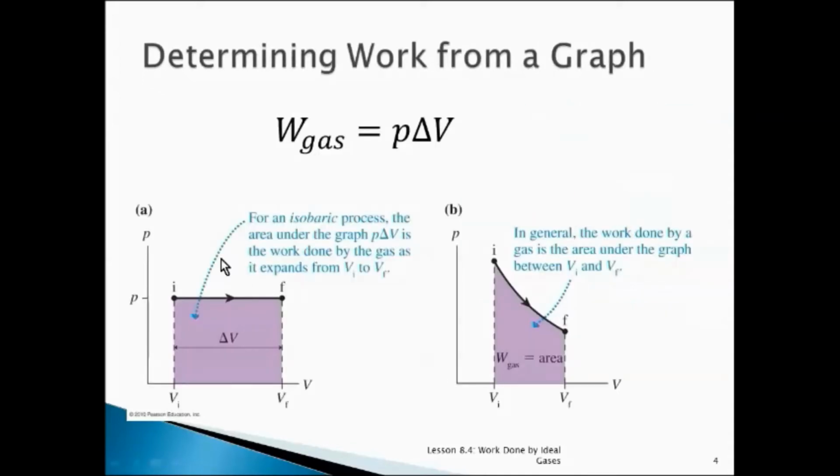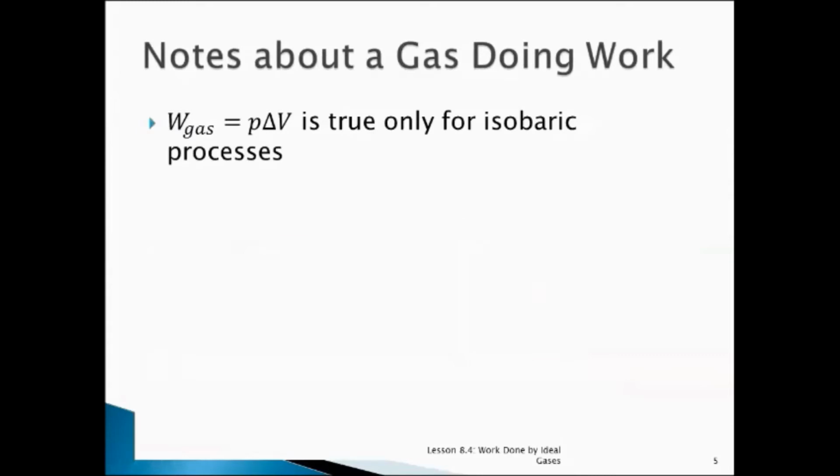You can look at it on a pressure volume or PV diagram, and you can see that if pressure is on the y-axis and volume is on the x-axis, the area under a graph on a PV diagram is the work that is done, because it's the delta V. So in general, the work done by a gas is the area between V_I and V_F, the area underneath the graph.